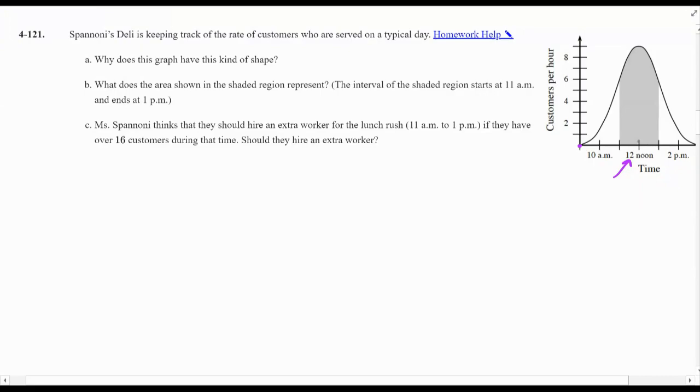But as we get closer to noon, it ramps up. And then at noon, that's when the most people are coming in. And then after that, it starts to decline and fewer people come in. And so it kind of makes sense.